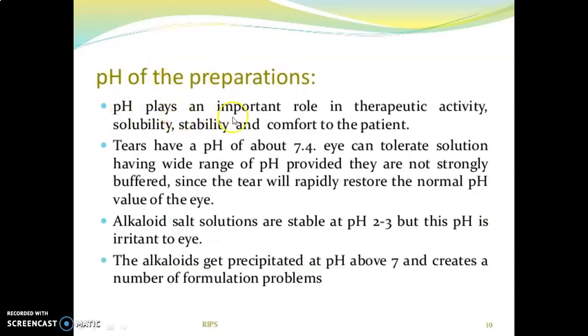pH of the preparation: pH plays an important role in the therapeutic activity, solubility, stability and comfort of the patient. Tears have a pH of about 7.4. The eye can tolerate solutions having a wide range of pH provided they are not strongly buffered, since the tear will rapidly restore the normal pH value of the eye. Alkaloid salt solutions are stable at pH 2 to 3, but this pH is irritant to the eye. The alkaloids get precipitated at pH above 7 and create a number of formulation problems.